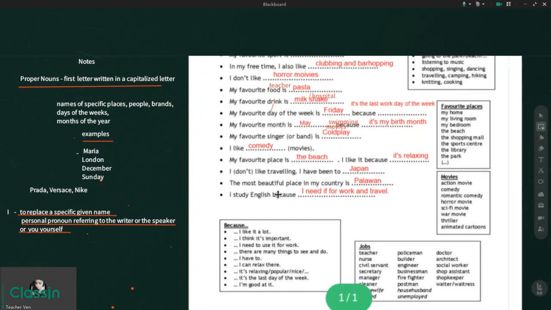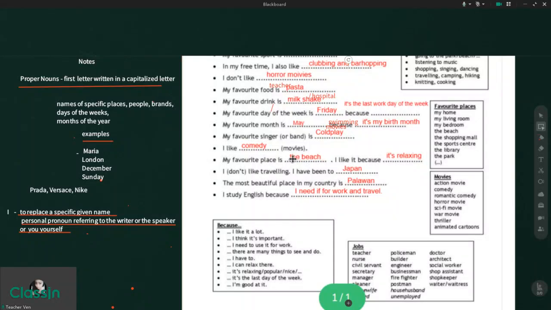Okay. For this one, I like comedy movies. So this is a common noun, so no need to capitalize your letter C. And this one, my favorite place is, what is your favorite place? In this sample, we have the beach. My favorite place is the beach. And why is it your favorite? I like it because it's relaxing.